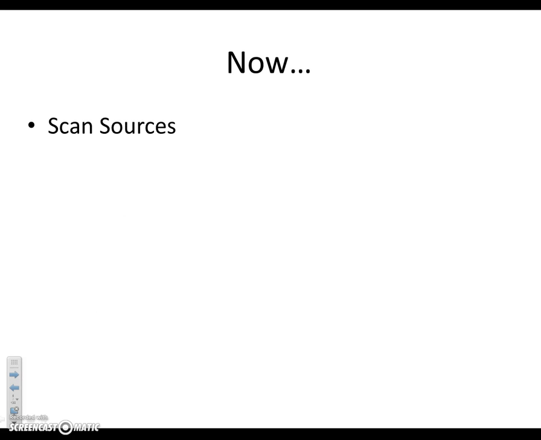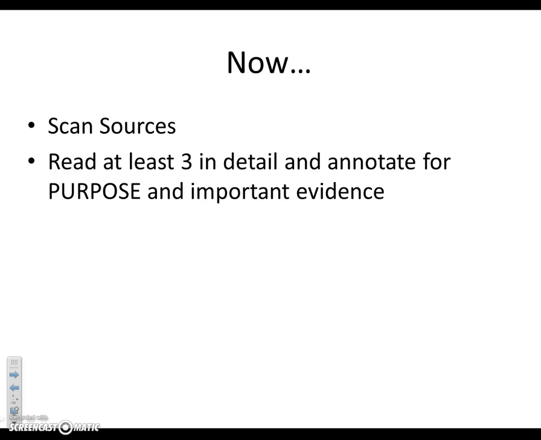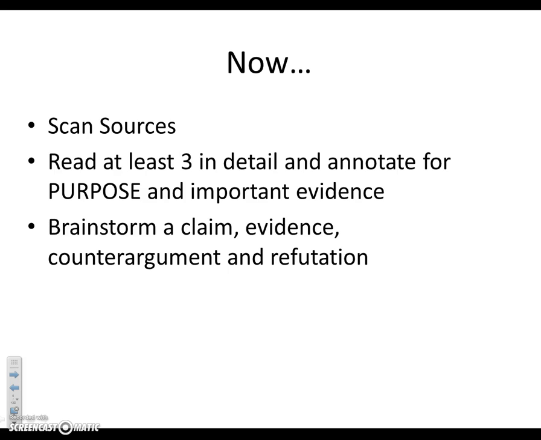Now, what you can do to get ready is, for one of your prompts, scan the sources. Again, by scan, I mean skim with a purpose in mind. So have your claim in mind as you look at the sources. That's going to help you determine which sources are going to be better or which sources are going to be less helpful. Read at least 3 sources in detail and annotate for their purpose and for important evidence that you're going to be able to use to support or provide a counterargument to your claim. And as with an argument essay, brainstorm a claim, evidence, counterargument, and refutation.